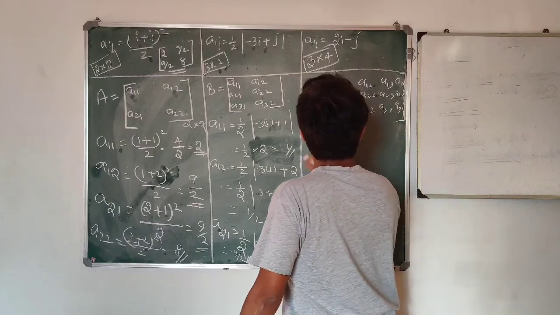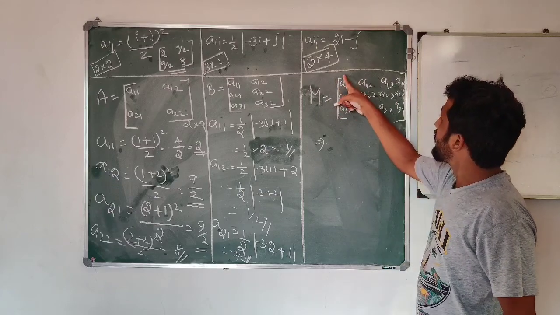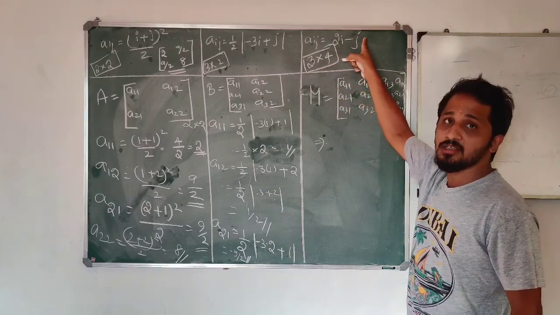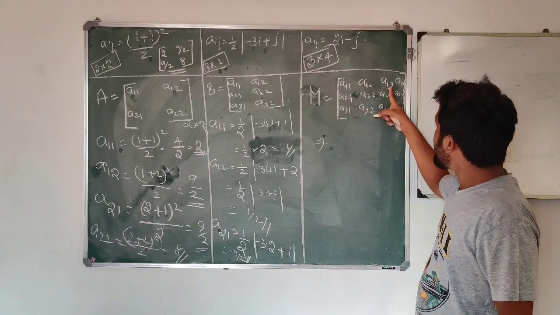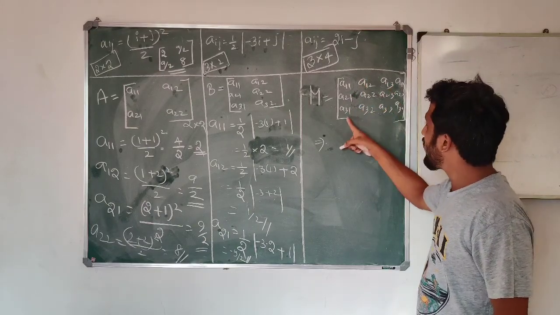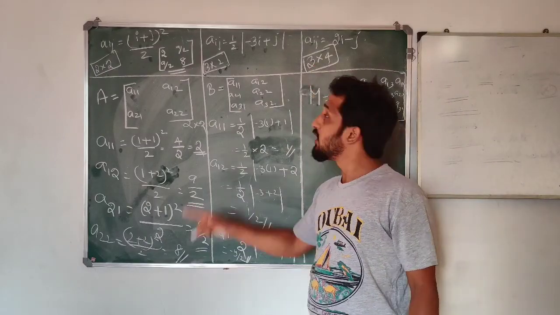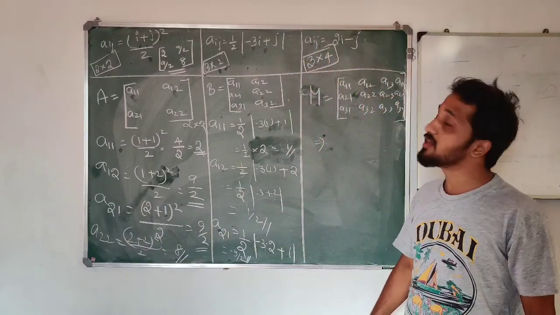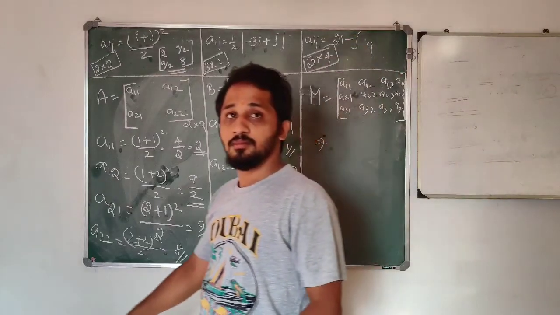So A11, same concept. A11 you have to find out, substituting i, j equal to 1, 1. Then i, j equal to 1, 2. Then i, j equal to 1, 3. Similarly, you have to find out each element to construct the 3 cross 4 matrix according to the given condition Aij is equal to 2i minus j. Please try this problem. Okay.